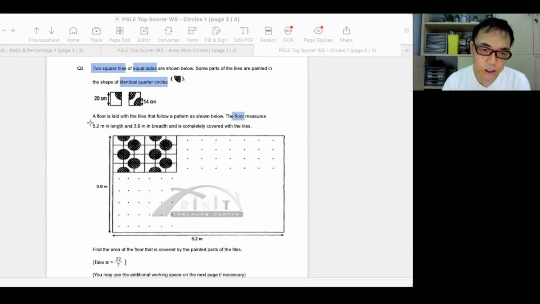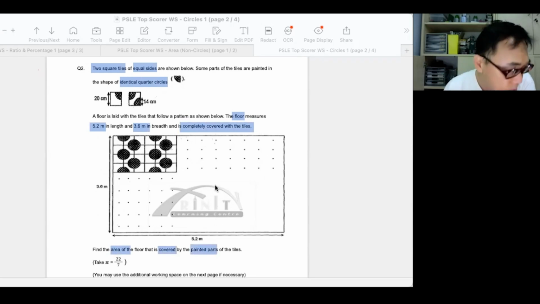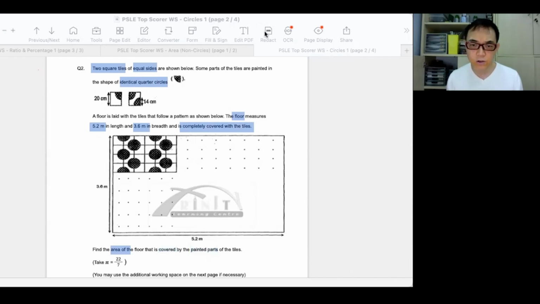The floor measures 5.2 meters by 3.6 meters, length and breadth, completely covered. So no blank spaces. So the first thing we're going to talk about, and the question is asking you to find the area of the floor that is covered by the painted parts, in other words, the circles. Okay, so that's it. I'm now going to increase the size so that it's easier to do the question.